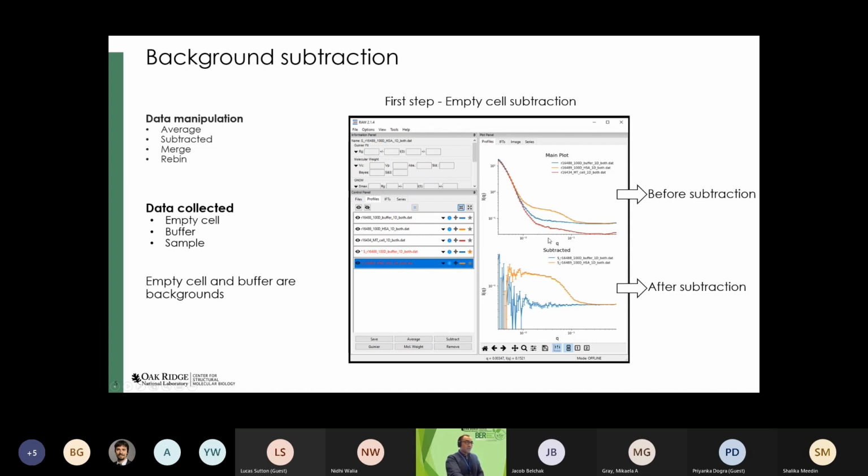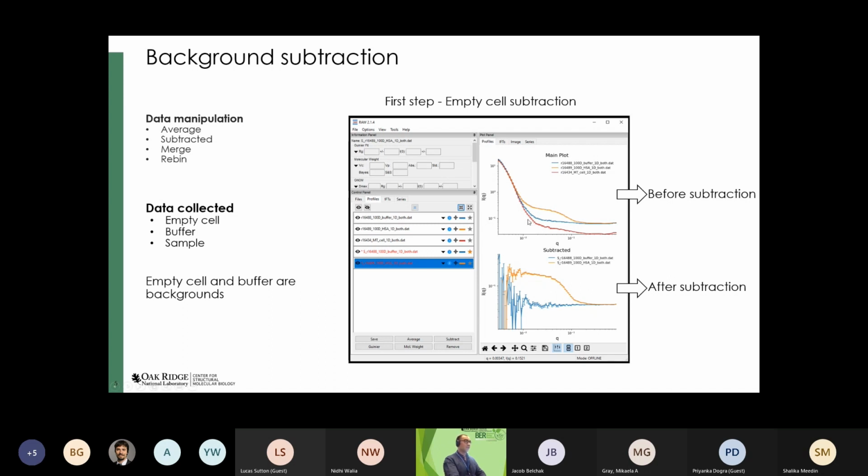But ideally for proteins of that size, you can use the 7 meters, 6 angstrom configuration and get good signal to noise as well. In this case, my sample, I did not subtract my empty cell during the data reduction, because I want to show you how the data looks before and after empty cell subtraction.